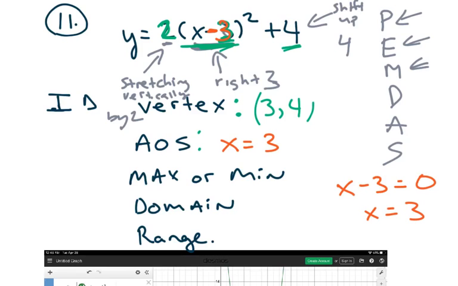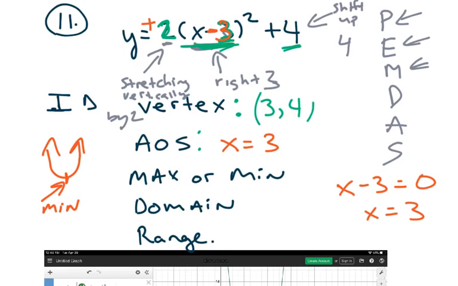Now the next question is, is it a max or a min? Well, the answer to this question is very simple. Just ask yourself, are you smiling or frowning? Well, if it's positive, it means we're smiling. And if you smile, then what you have is a lowest possible value, which would be the min.